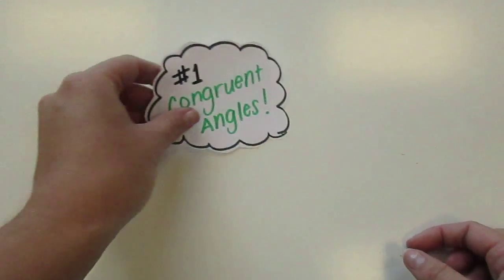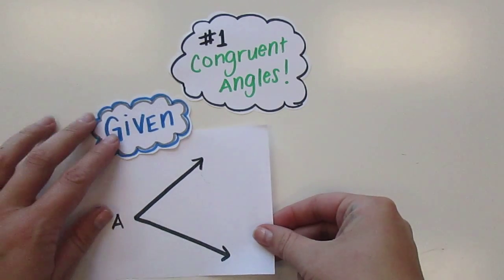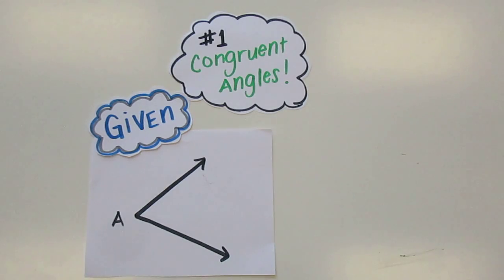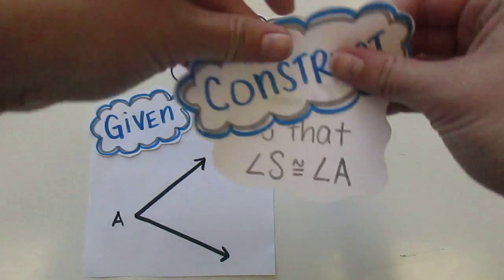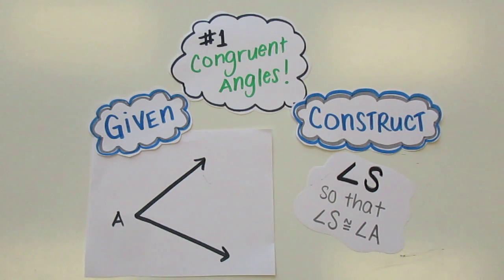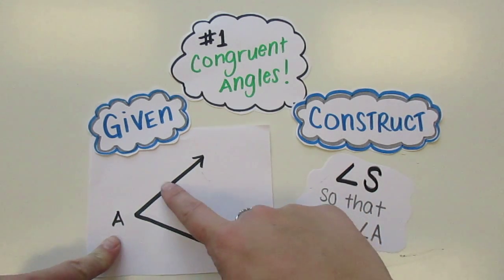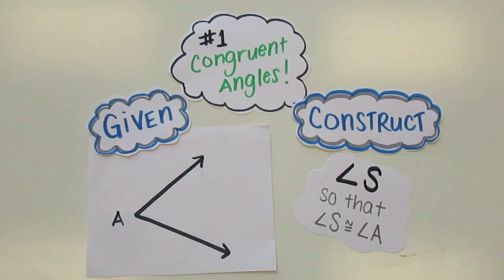So the first construction that we're going to be doing in regards to angles is constructing congruent angles. To construct a congruent angle, we first need an angle to go by. So this is what we're given. We are given angle A. What we're looking to construct is angle S. So in this case we're calling it S. But we want to construct a different angle so that this new angle is going to be the same measure as this angle A.